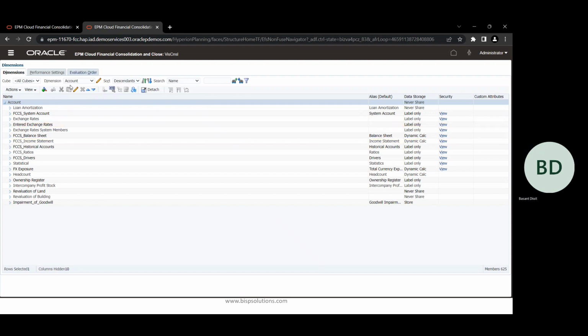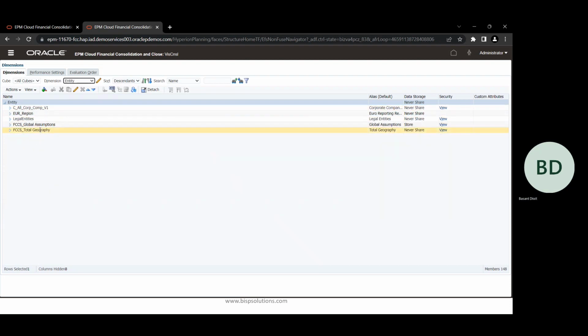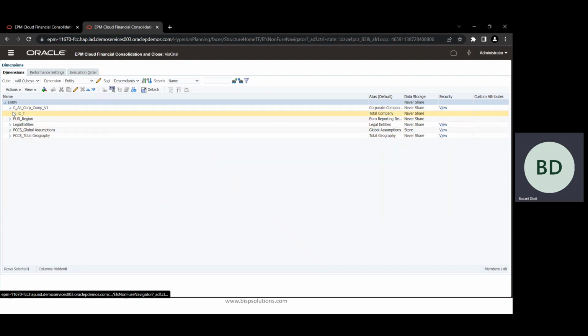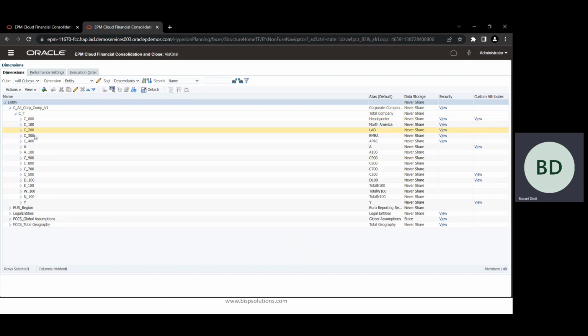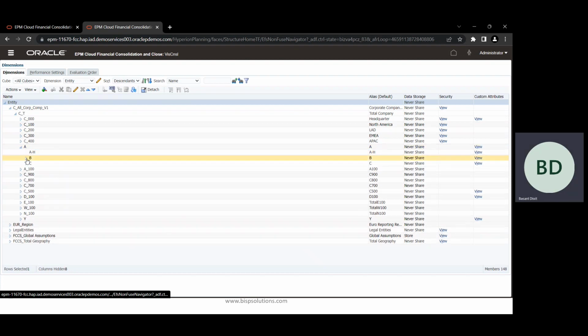So this is the Dimensions tab, and under this you can see various dimensions. So we have to go to Entity. In Entity, you can see we have a hierarchy of various members, like total geography, total subsidiaries, legal entities, and so on. We have all corporate companies also. Under this, I have made one hierarchy, which is used in our first case.